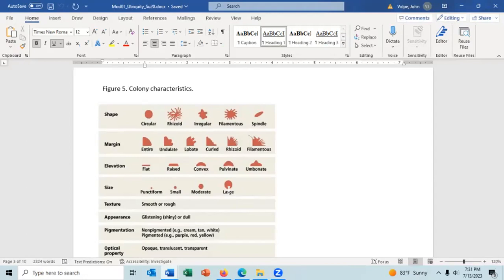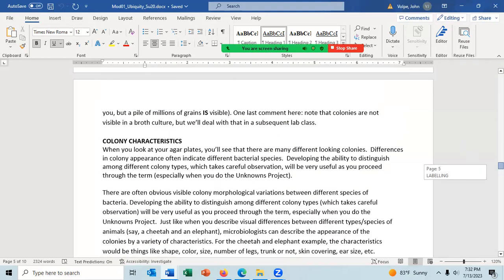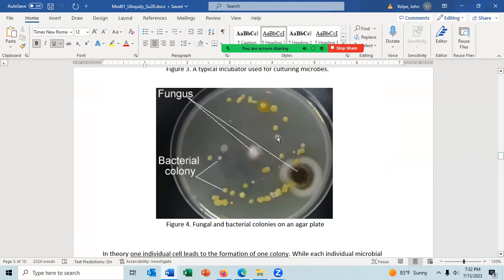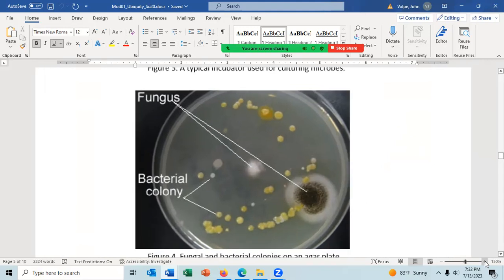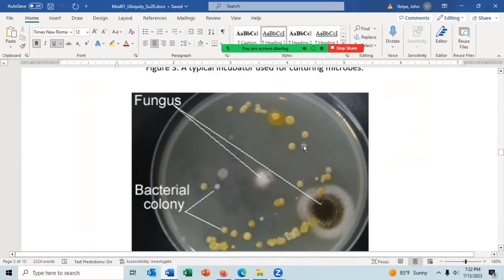The texture is a problem that students have. When they look at the colony, they can't tell if the colony is smooth or rough, but if you can tell, then it is smooth or rough. Let me just show you. This colony has a smooth surface. This colony has a rough surface. It's kind of hard to view that in this photograph, but this one's clearly rough and that one's clearly smooth. The same thing with the glistening colony.